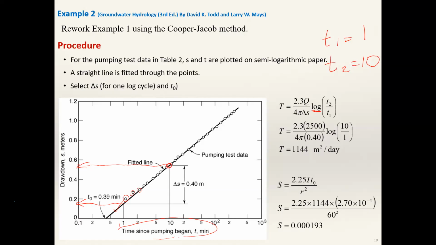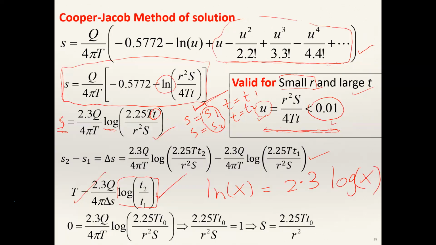Why is it important? Log 10 over 1 is equal to 1. Log 10 is equal to 1. That is why it is easier. So find out what S1 and S2 are, substitute, and you get the answer. That is the Cooper-Jacob equation. Something very simple. You substitute it into this equation, you get the answer.